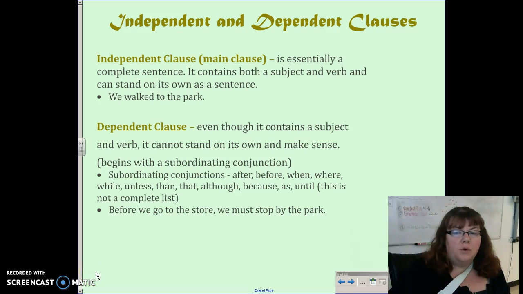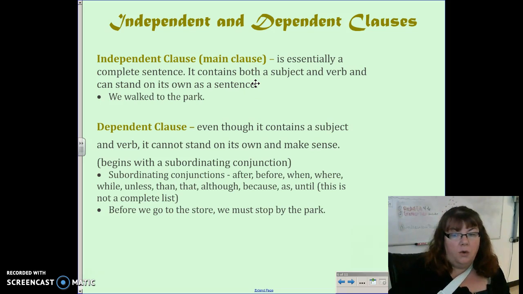Okay, class, now that we've focused on the different types of sentences, as in declarative, interrogative, imperative, and exclamatory, now we're going to get a little deeper into the sentences and the different parts of the sentence. So we're going to look today at dependent and independent clauses. This is the only slide I'm going to show you today, so make sure that you're very familiar with this and have this down.